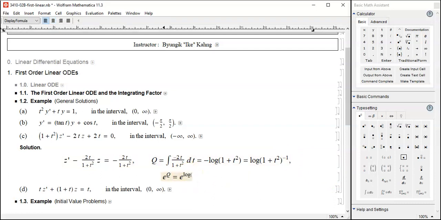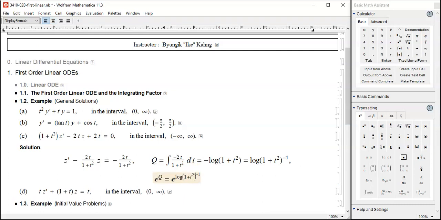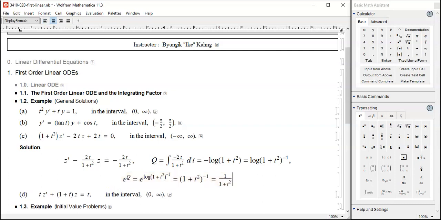So that's log of 1 plus t squared to the negative first power. Now, if you cancel out this exponential and log, then you're going to get 1 plus t squared to the negative first power here. So eventually you're going to get 1 over 1 plus t squared. That's the integrating factor. Okay, multiply the integrating factor to both the left-hand side and the right-hand side. What do you get?